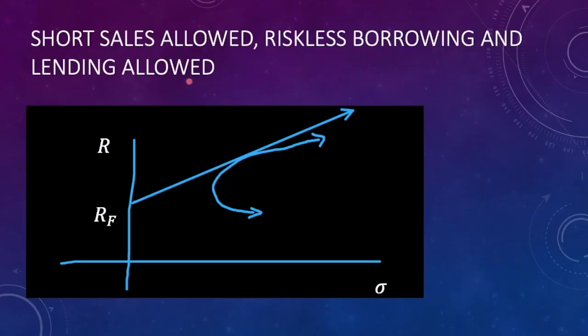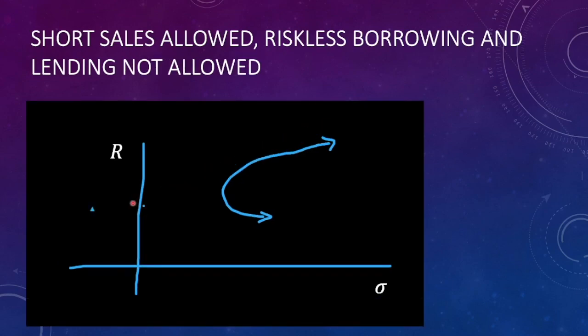Okay, so previously we talked about short sales allowed and riskless borrowing and lending allowed, and now we are going to talk about short sales allowed but riskless borrowing and lending not allowed, right? This is the risk-free return rate which we used for calculating the equation of this line, right? Now we assume that this line is gone. So that line is no longer present.